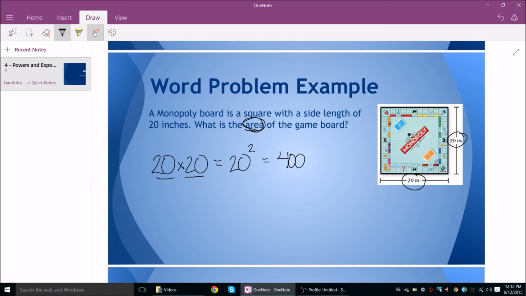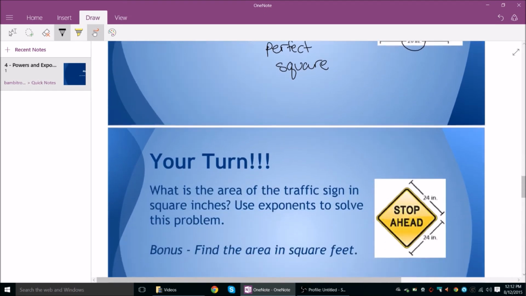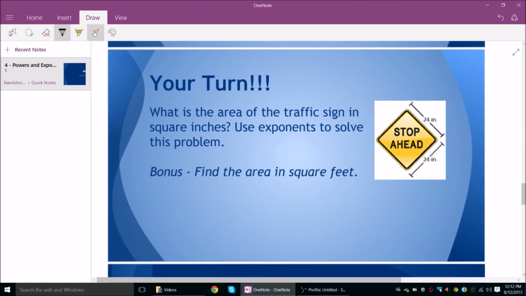Since I'm talking about a measurement, I do need to label this. Area is measured in units squared, so I'm going to take those inches, and this is actually 400 square inches. And thinking back again, this 400 falls under that category of being a perfect square because it comes from a squared number.